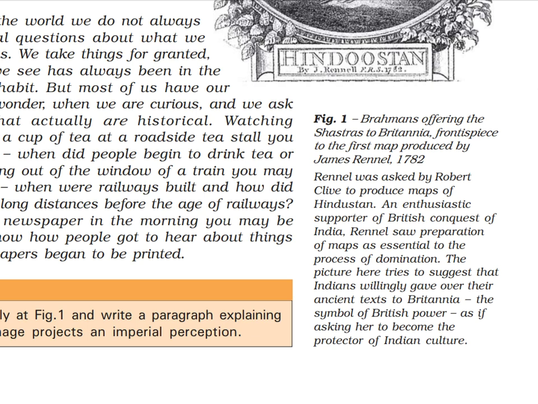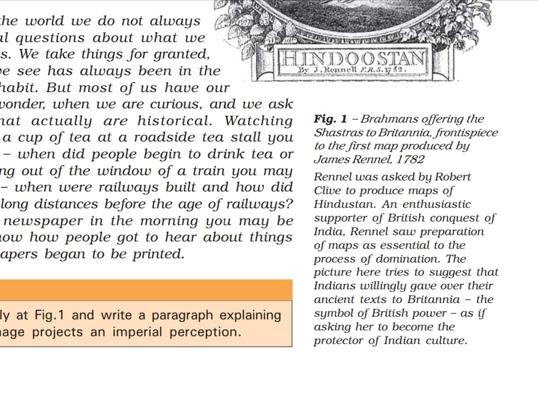Rennell was a cartographer. Rennell was asked by Robert Clive to produce maps of Hindustan. And at that time, what was the situation? According to his understanding, he made this picture. An enthusiastic supporter of British conquest of India, Rennell saw preparation of maps as essential to the process of domination. After Robert Clive, they started domination of Indian territories, right? If you remember chapter 2, where I explained that the Battle of Plassey occurred between Robert Clive and Sirajuddaula, and then gradually they started domination of the territories. So he thought that if we want to dominate something, maps are essential.